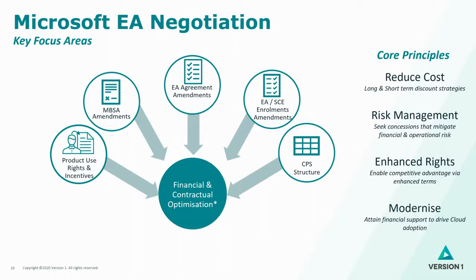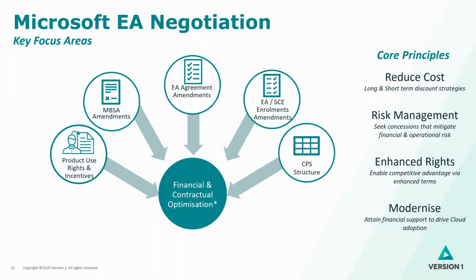So the Microsoft EA negotiation key focus areas. When doing our analysis, we typically break this down into a number of key areas. So first of all, we look at product use rights and incentives. Then we look at the MBSA to see, are there any amendments within that particular element of the contract stack. The enterprise agreement itself, are there elements in there that need to be reviewed to see, can we look for clarification, amendments, or concessions associated with that? The EA, or the server and cloud enrollment itself, and then the CSP structure.